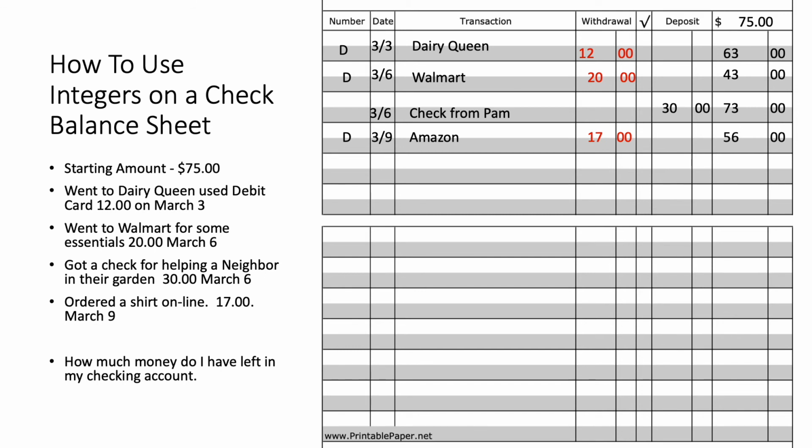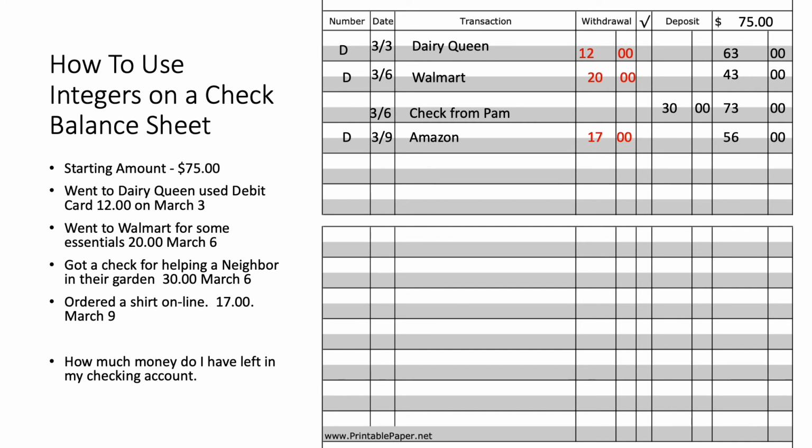Now, how much money do I have left in my checking account? $56. Now, I did the withdrawals in red. Many times with your checking account or your bank check balance sheet, you're just going to use one colored pen, and you'll know that your withdrawals are always your negative numbers, and your deposits are your positive numbers. I want you to keep that in mind.